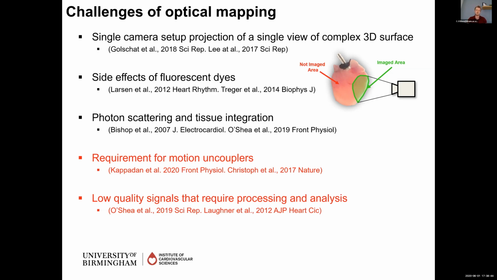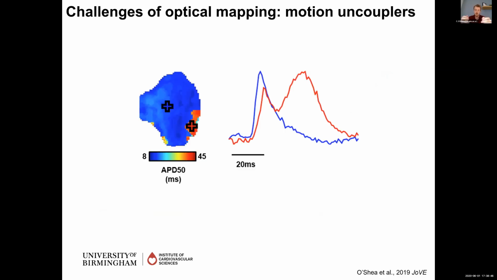We're starting with motion uncouplers. Firstly, why are they needed? So here you can see an example of a mouse atrium, which we have optically mapped with fluorescent dye. However, what you can see is that we have superfused, in this case, the heart with a mechanical uncoupler, blebbistatin. We can see in one area of the heart, marked in red, that this uncoupling has not occurred.